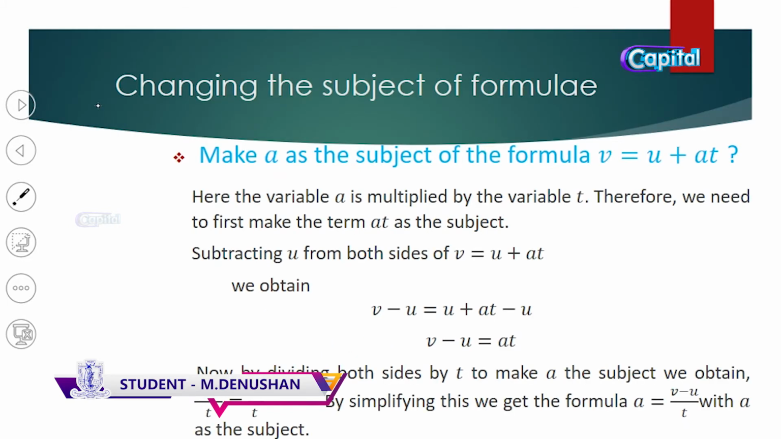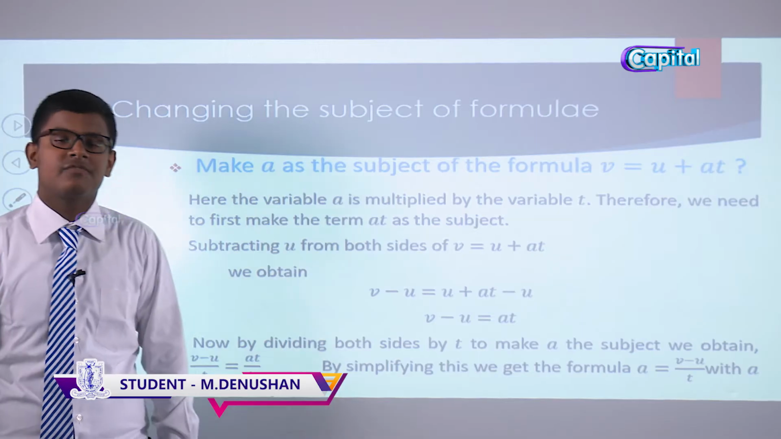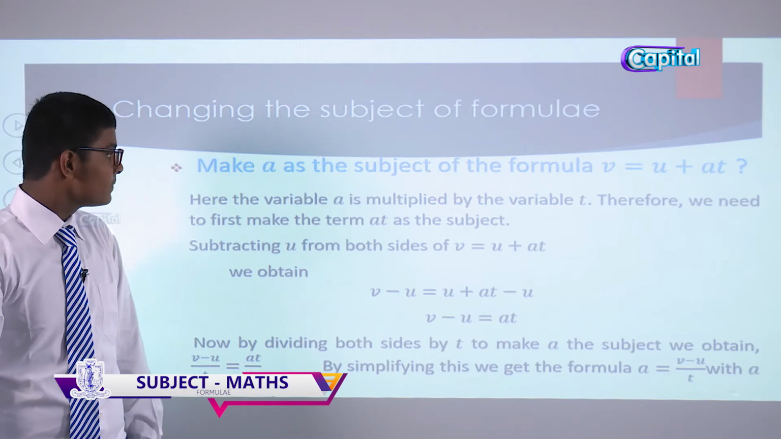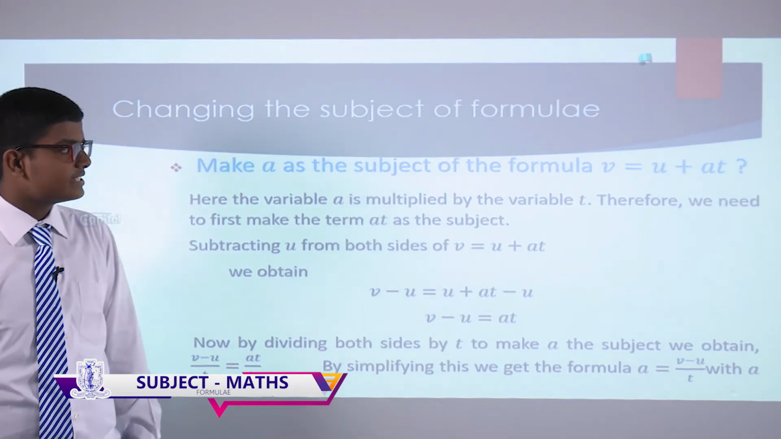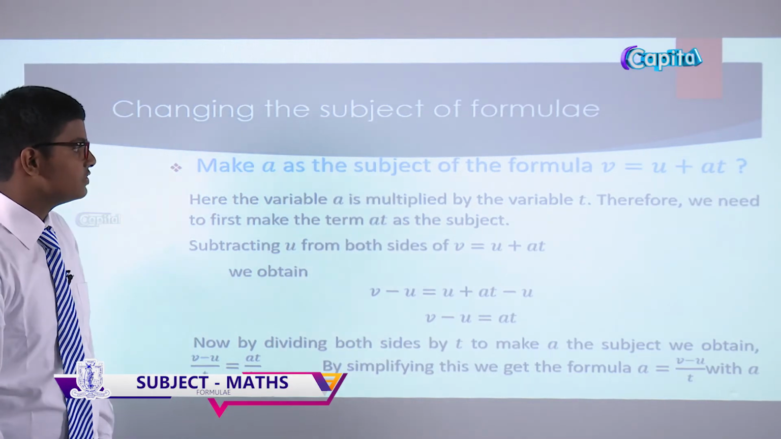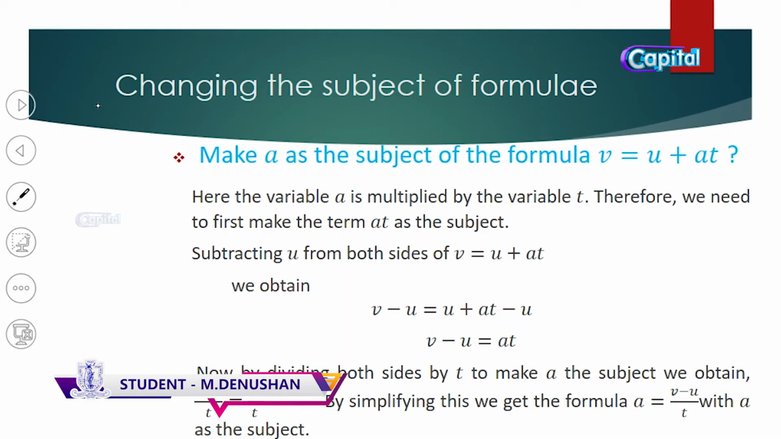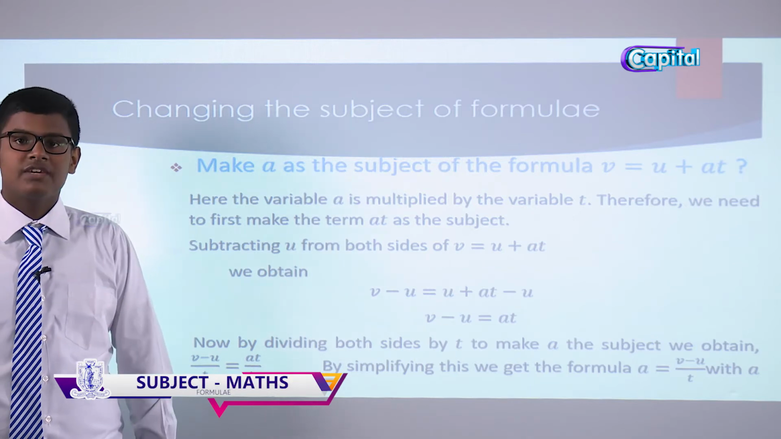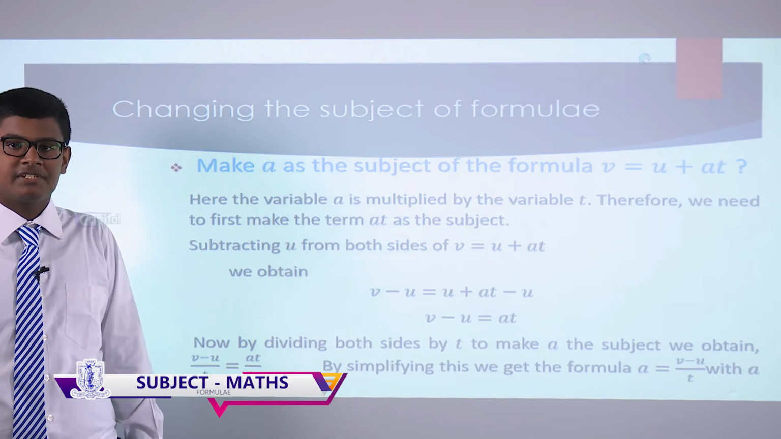Changing the subject of the formula, this is the important thing in the formula. These are the worked examples shown by me. Here we have to make a the subject of the formula v is equal to u plus at. In the formula, the variable a is multiplied by t. Therefore we have to make at the subject.